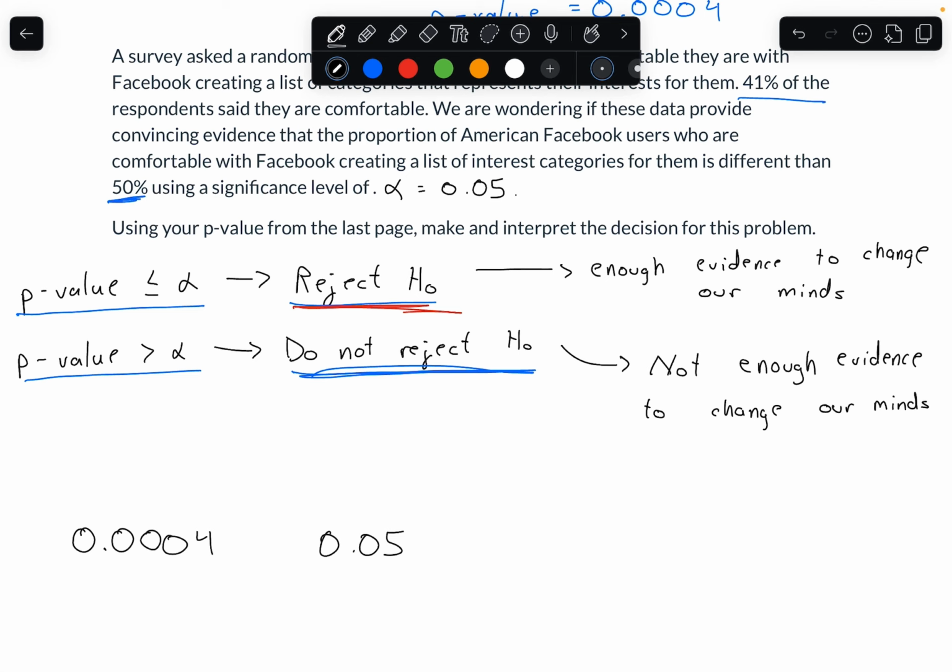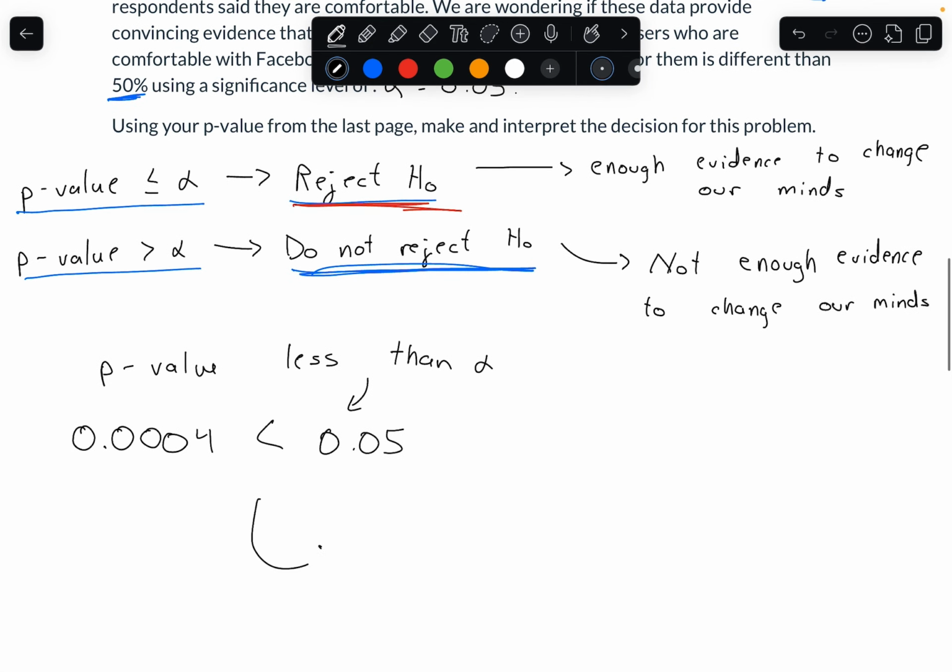That was given to us in the problem. And in this case, our p-value is less than alpha. So for us, the p-value is less than alpha because 0.004 is less than 0.05. So what does that mean? That means that we reject H naught.